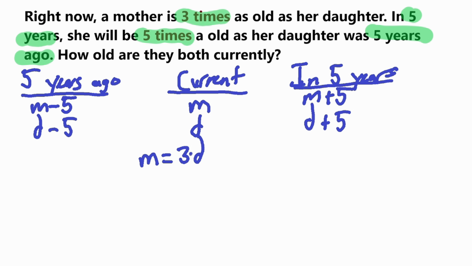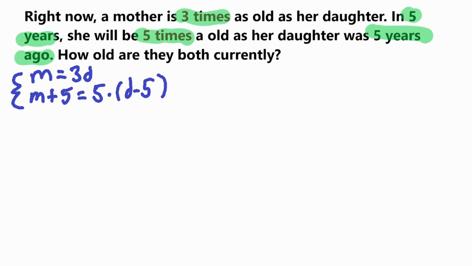However, we also have to put a second equation. In 5 years, our mother is M plus 5, and that will be 5 times as old as her daughter was 5 years ago. So 5 years ago, the daughter was D minus 5, and 5 times that, so that's 5 times D minus 5. So now we have a system of equations that we can solve for. So now we have our system of equations, and we want to solve for the variables in order to get our answers for the problem here.